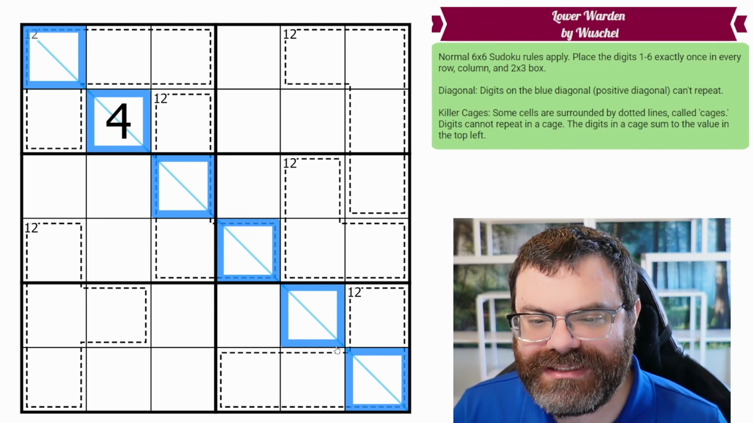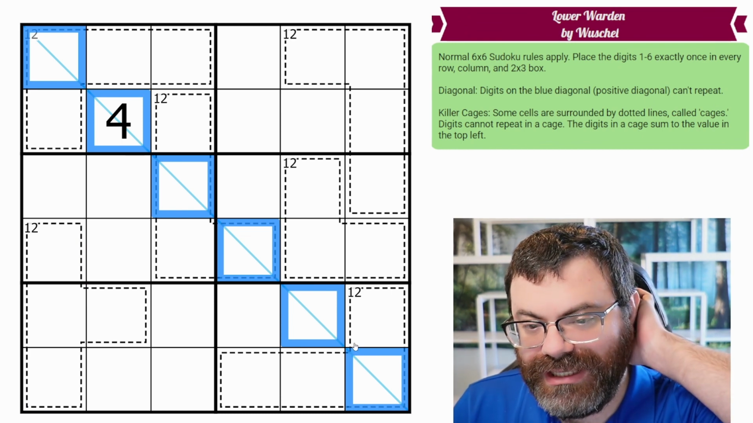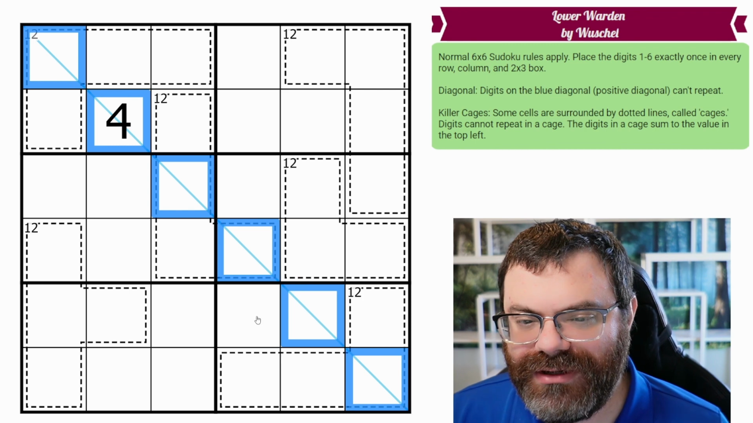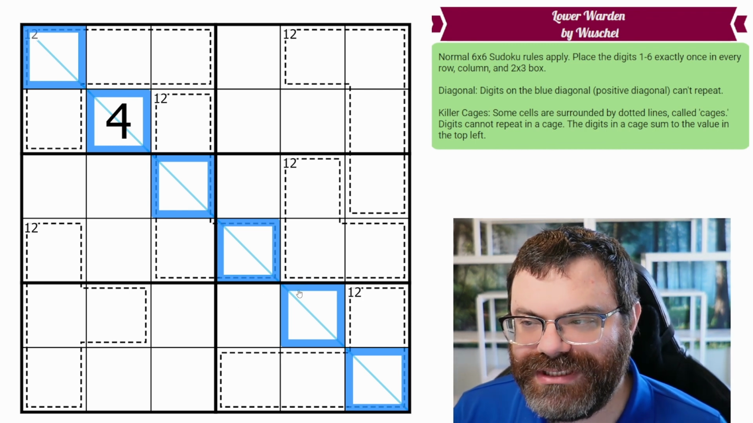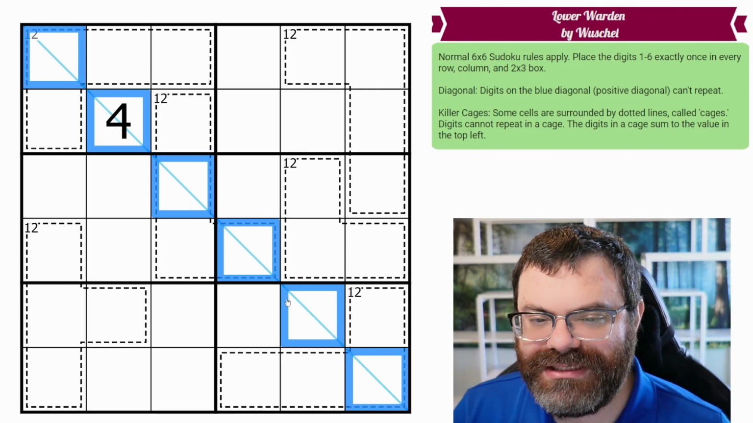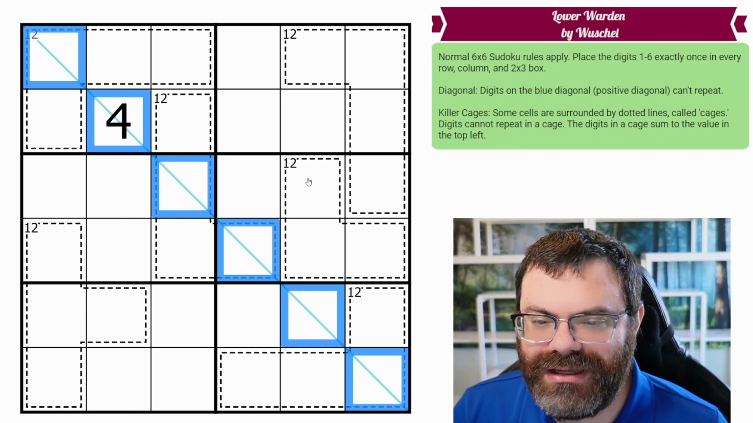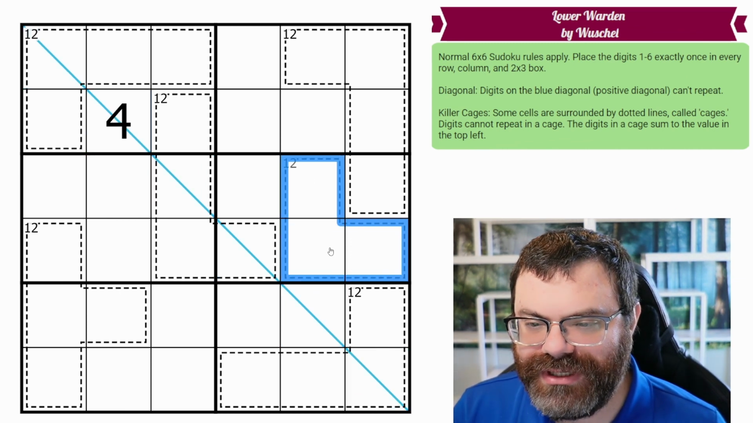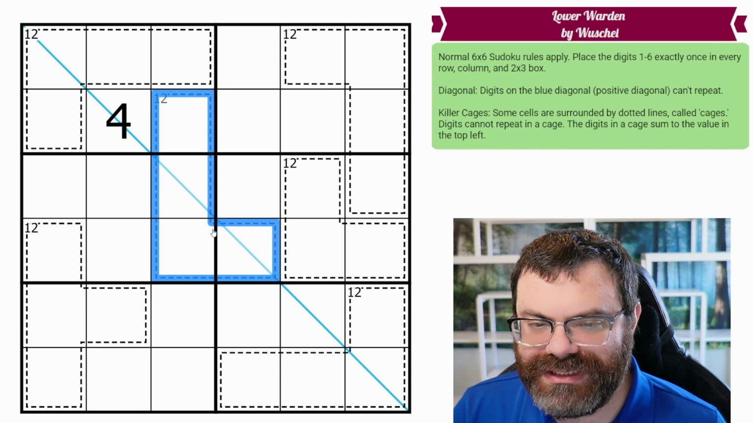That designates that this diagonal and just this diagonal also acts like a row, column, or box, and that we are placing the digits 1 to 6 exactly once each. Another way to put that is that the digits don't repeat. We also have killer cages in the grid. So let's use this as an example here.